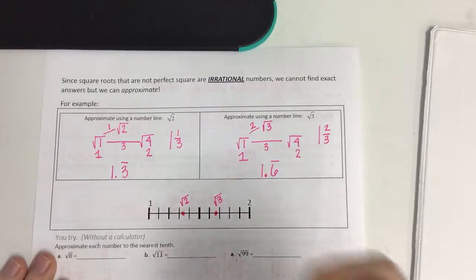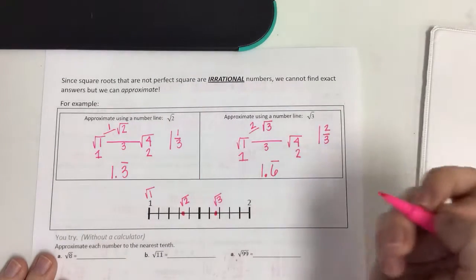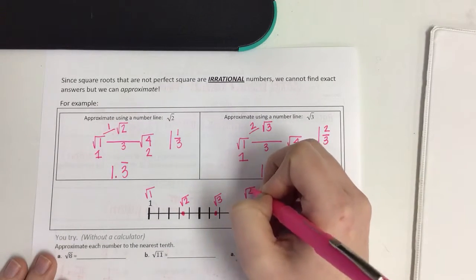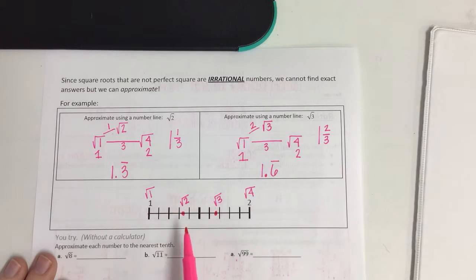So if I think about this for a minute, 1 is the same thing as the square root of 1, and 2 is the same thing as the square root of 4. We see that the square root of 2 and the square root of 3 evenly divide out in between 1 and 2.